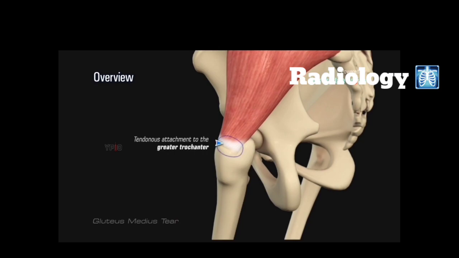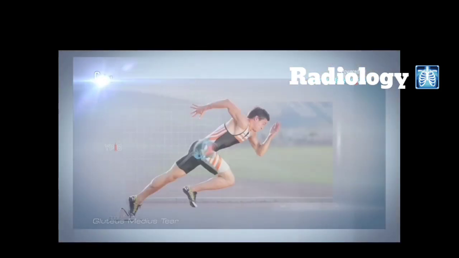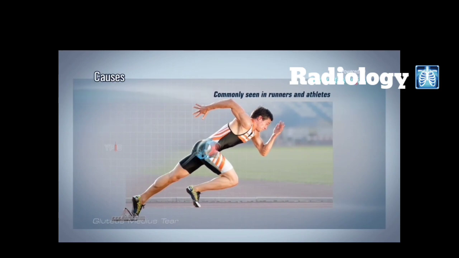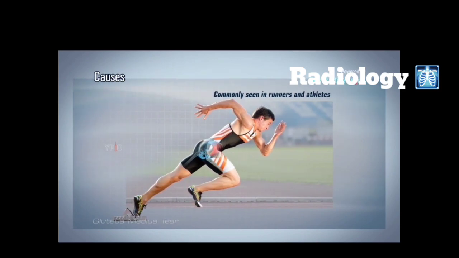Gluteus medius tears often occur at the tendinous attachment to the greater trochanter of the femur bone. A gluteus medius tear is a condition characterized by severe strain on the gluteus medius muscle that results in partial or complete rupture of the muscle.